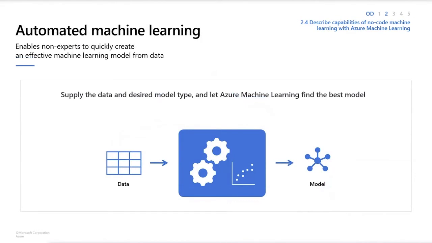So with machine learning inside of Azure, it allows non-experts, like myself, I'm not a data scientist, to quickly create effective machine learning models from data. This is actually one of the easiest ways to train a machine learning model for regression or classification. There's a visual interface for automated machine learning in the Azure Machine Learning Studio, and you can access this through the web portal. All you need to do is supply the training data and select the required model type, and then you know what?